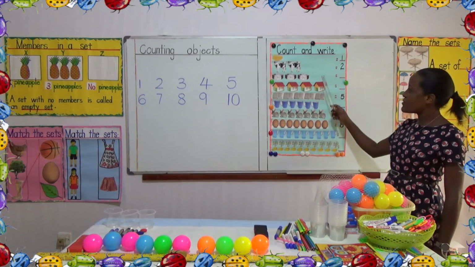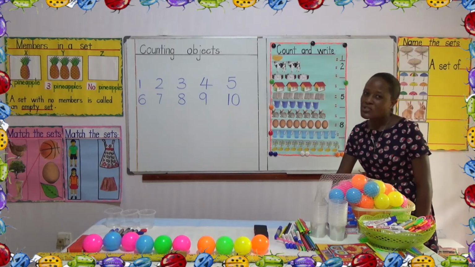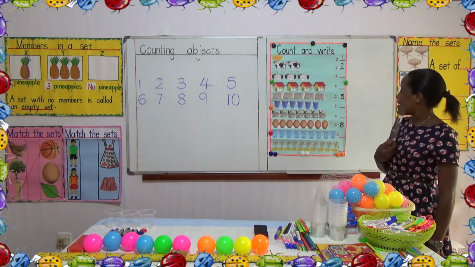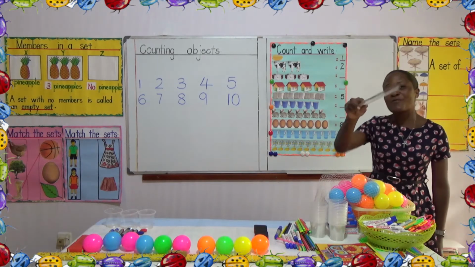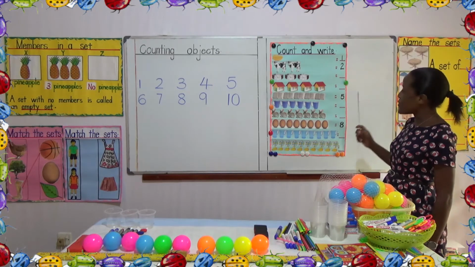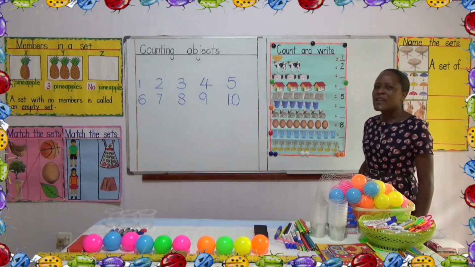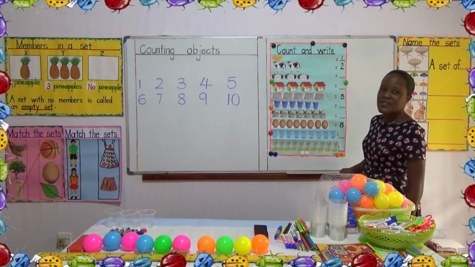We shall count these together and then we shall fill in the answers together. I will leave you to fill in. I will not write for you because we already have the numbers. Just write there. Let's look at our objects. Let's count and then you write.